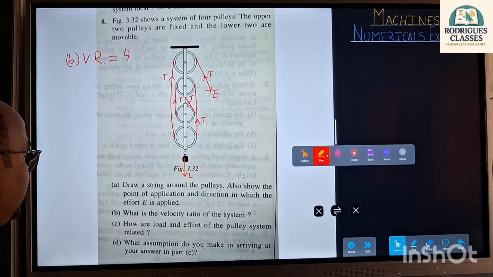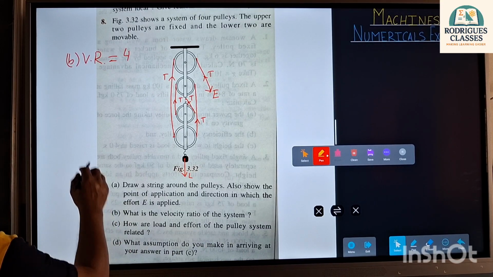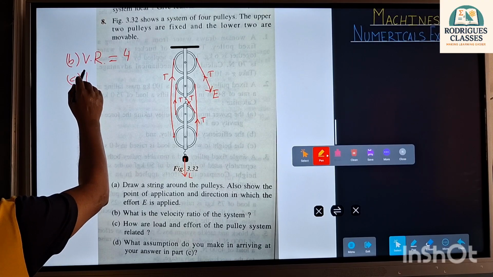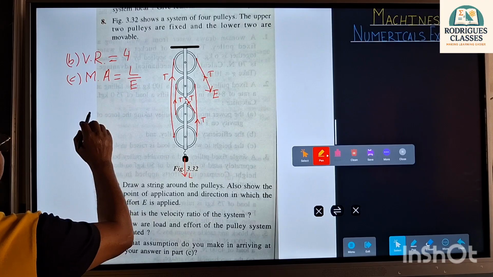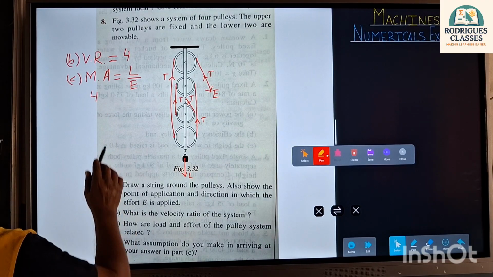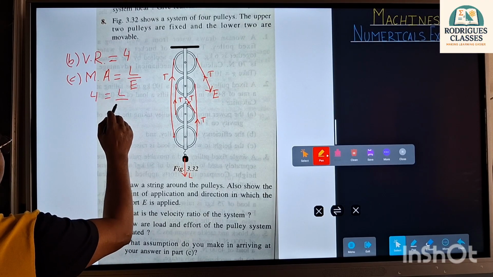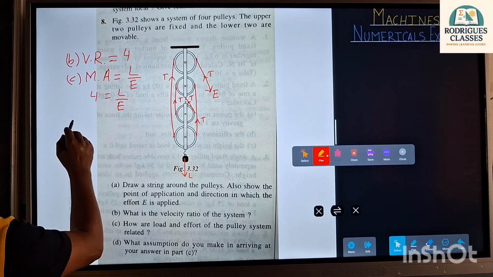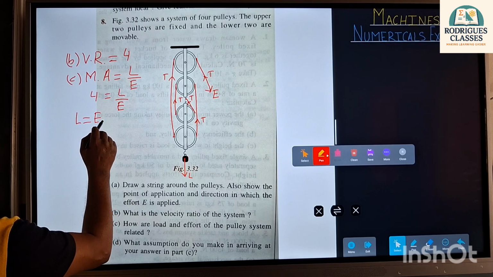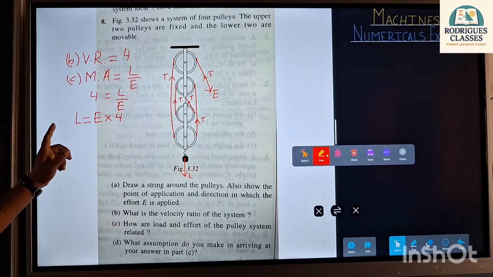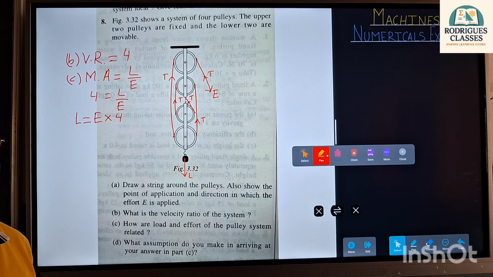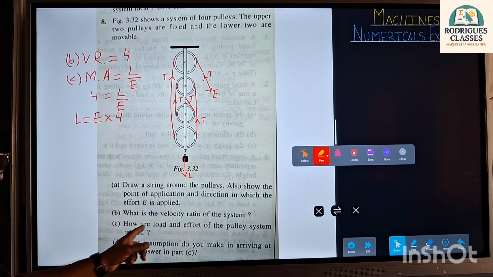How are the load and the effort of the pulley system related? For that, first I will write mechanical advantage as load by effort. Mechanical advantage will be 4. So load by effort, I will get load is equal to effort multiplied by 4. So whatever is the effort being applied, that multiplied by 4 will be that many times the load will get pulled up. So this is that C part.